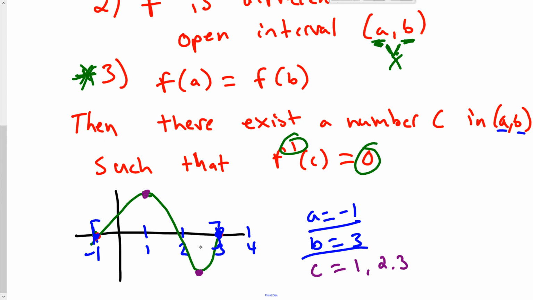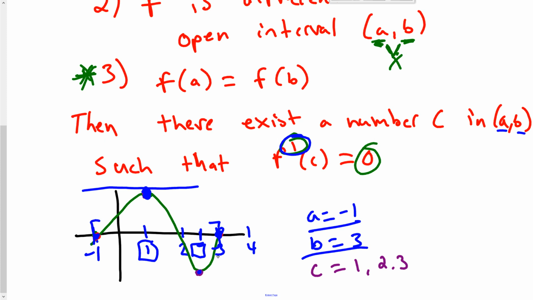Now Rolle's theorem says there has to exist some x values between -1 and 3 that when I plug those into the derivative, I get 0. That would be where my tangent line is horizontal, where my slope is 0. That'd be right here, wherever this x value is. I said 2.3, I just estimated there. So it's wherever you have those hills and valleys.